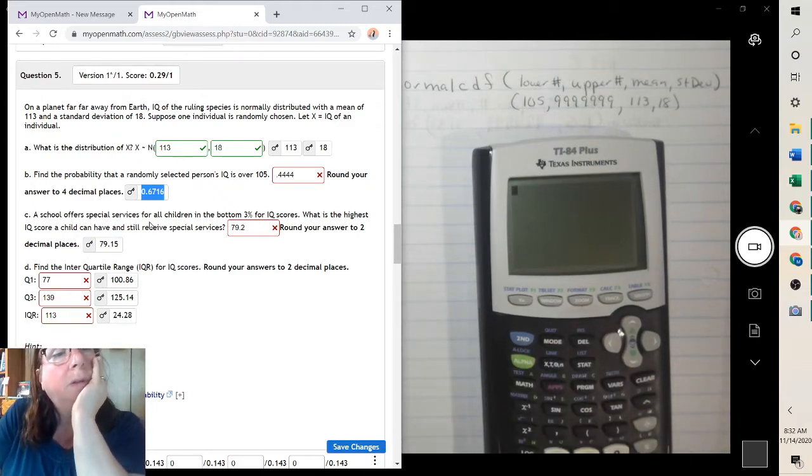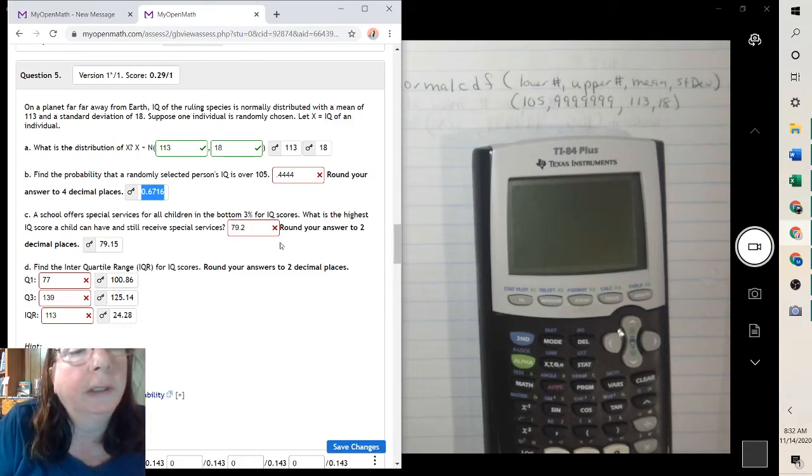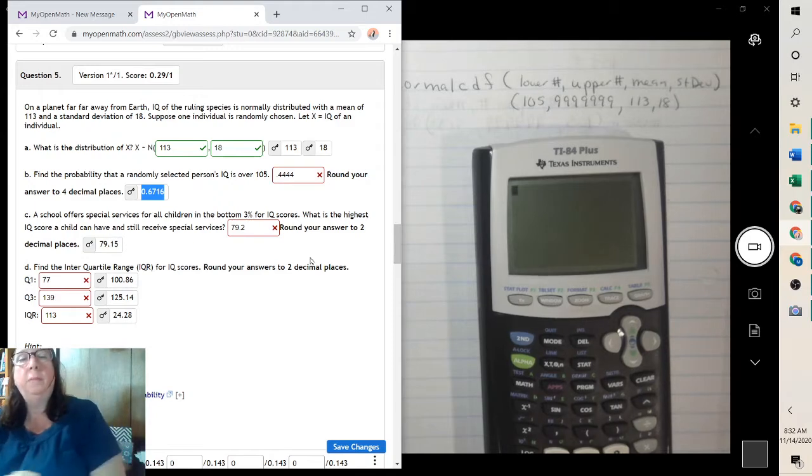A school offers special services for all children in the bottom 3% of IQ scores. What is the highest IQ score that a child can have and still receive special services? And this one, what is that? So the bottom 3%.